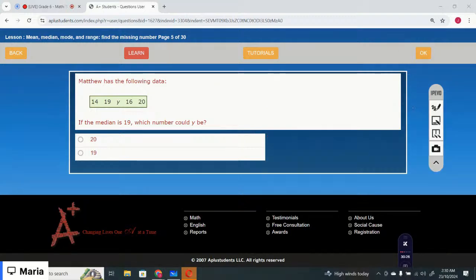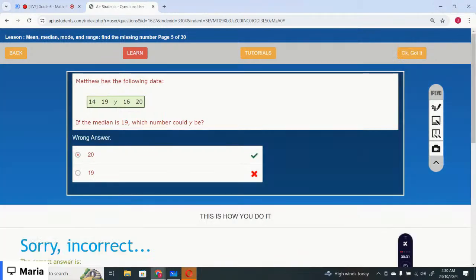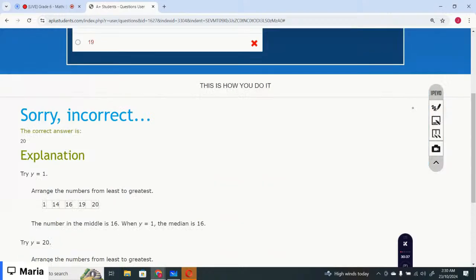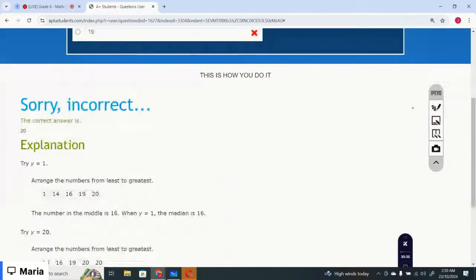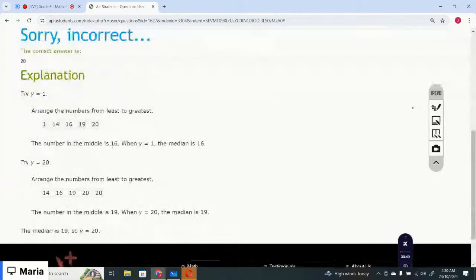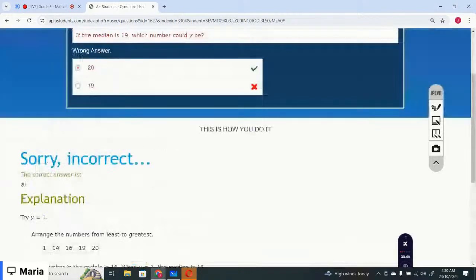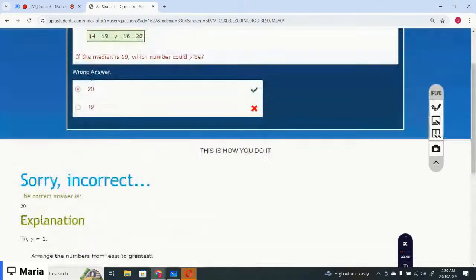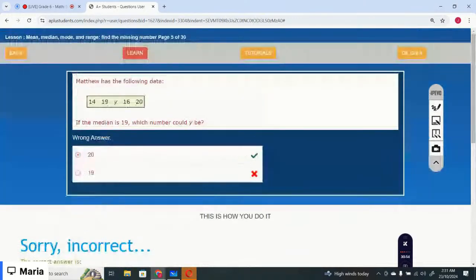So the correct option is 19. Where is 14? Oh, 19 is the median. Sorry, I thought 16 was the median, right? So then, yes, that is 20.